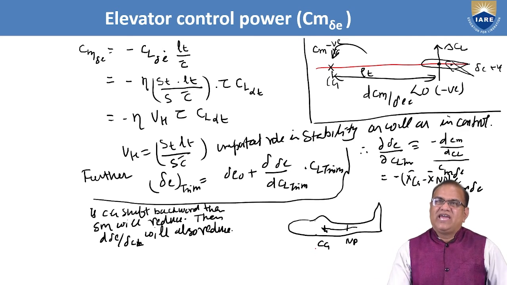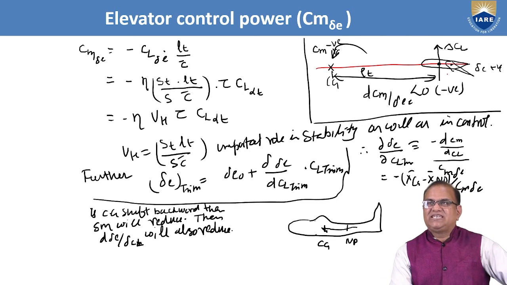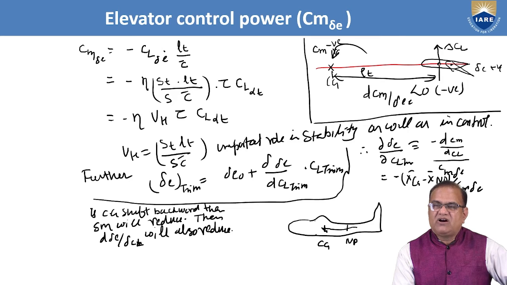Just now what I have explained by this model of the aircraft, by the picture you can see here, this is the center of gravity of the aircraft, and this is the horizontal tail. This horizontal tail is fixed with the elevator. Here is the aerodynamic center of the tail. The distance between the aerodynamic center and the center of gravity of the aircraft is Lt.